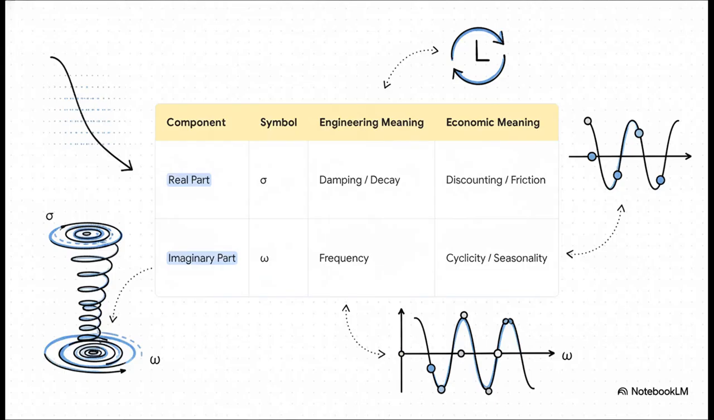So now finally, we can build our Rosetta Stone. We can translate between these two worlds. Look at this table. The real part, which an engineer calls damping, like how a shock absorber damps a vibration, is exactly what an economist calls discounting, how value fades over time. And the imaginary part, which an engineer calls frequency, is what an economist experiences as cyclicity or seasonality.